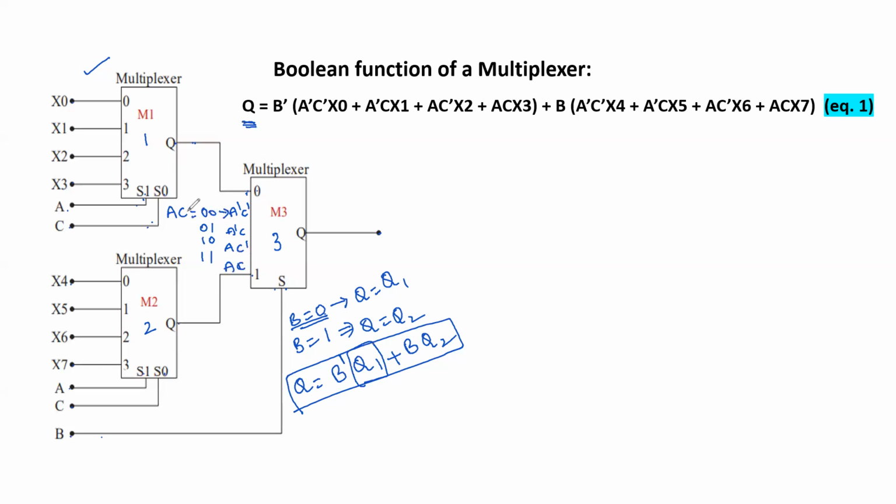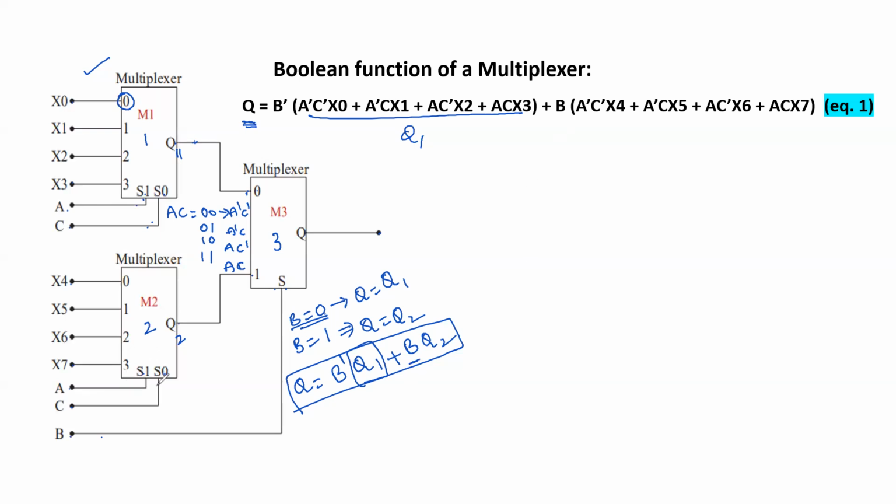Now if AC equal to 00, then the 0 line data X0 should be transferred to Q1. This is Q1, this is Q2. Similarly, if 01, X1 data should be transferred to Q1. If it is 10, X2 data should be transferred to Q1. In the same way, if it is 11, X3 data should be transferred to Q1. Based on that, we write the Q1 value like this. The whole equation represents Q1. That means A'C'X0 + A'CX1 + AC'X2 + ACX3. Similarly, B into Q2.